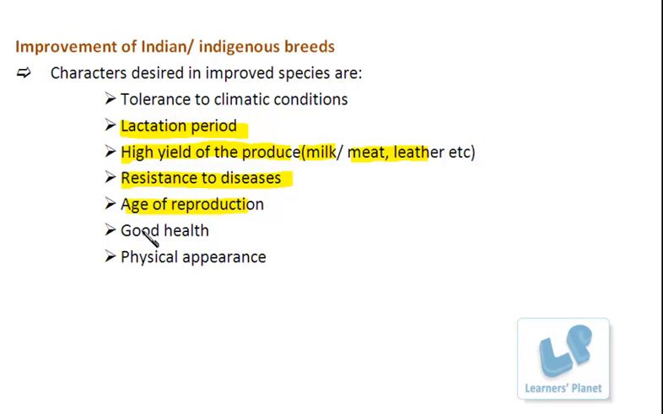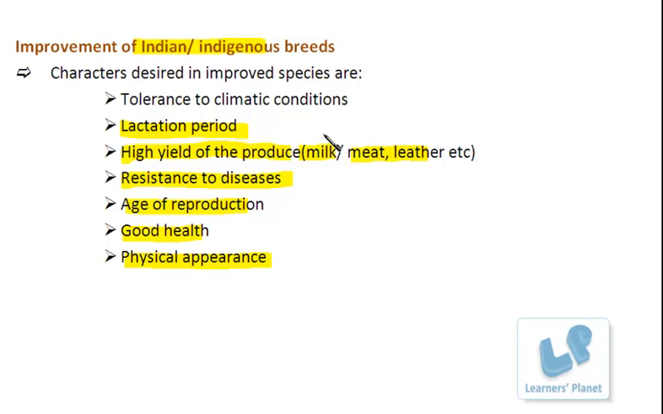Then comes the health. The organisms should be healthy. If they are healthy enough, the product obtained is going to be of good quality. Besides this, the physical appearance should also be considered. Physical appearance is actually an indication of good health also. So these are some basic points which should be considered while improving the particular type of breed, whether it is the Indian breed or any other type of breeds.